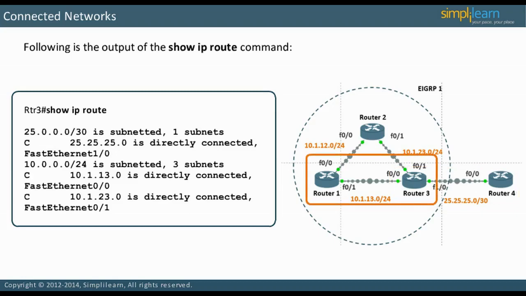Now we have two routes under the 10 network. These are 10.1.13.0/24, which has an outgoing interface of FA00, and 10.1.23.0/24, which has an outgoing interface of FA01. Note there is no route to the network 10.1.12.0/24 in the routing table. Without static or dynamic routing, RTR3 does not know how to get to a destination in that network. Let us discuss next hop, a routing term, in the next slide.